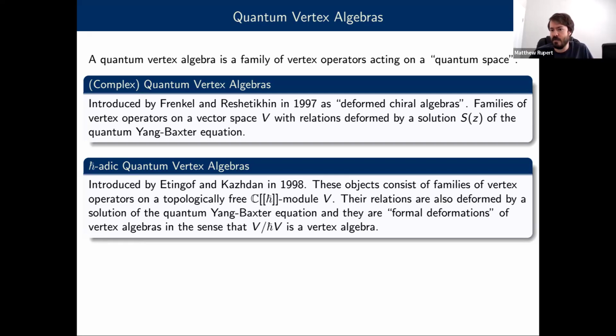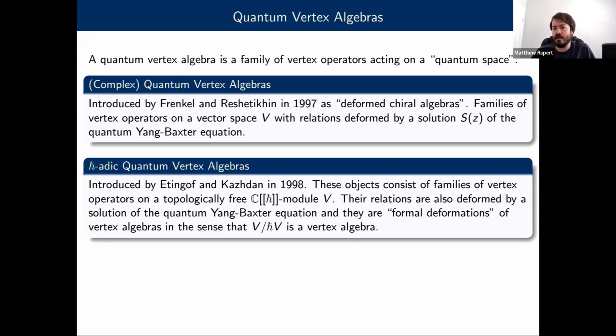And there are generally two examples that we consider. The first are quantum vertex algebras living on complex vector spaces or on modules over formal power series. The first examples were introduced by Frenkel and Reshetikhin in 1997 under the name deformed chiral algebras. You can think about these as families of vertex operators on a space where the vertex algebra axioms are being deformed by a solution of the quantum Yang-Baxter equation.